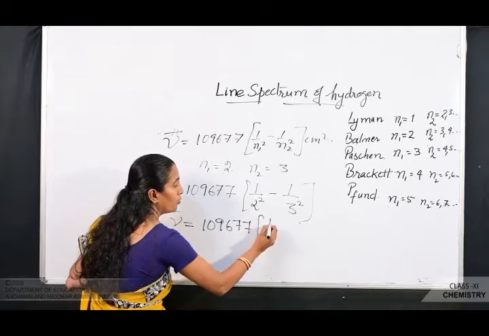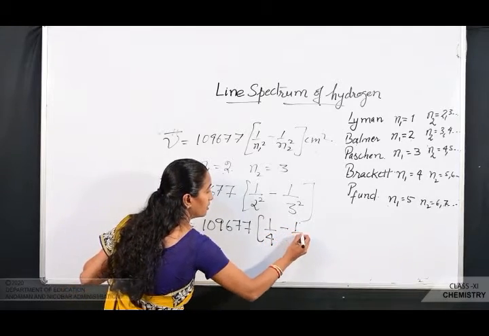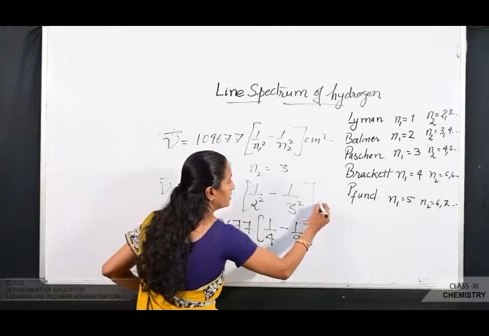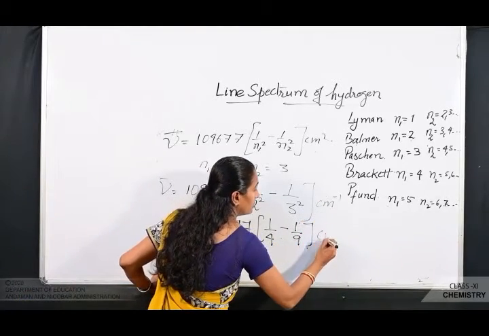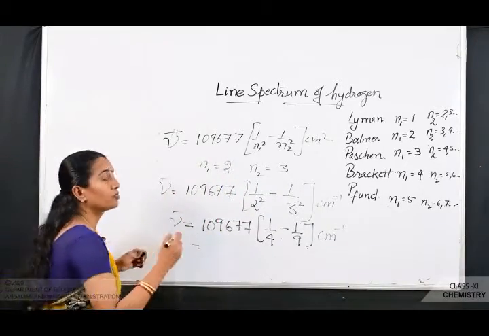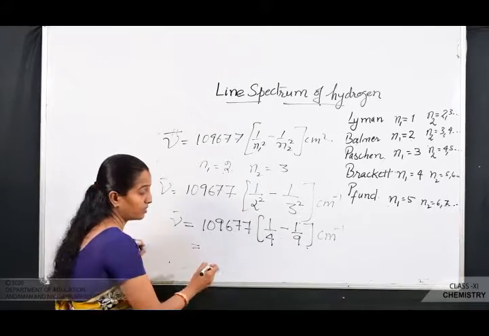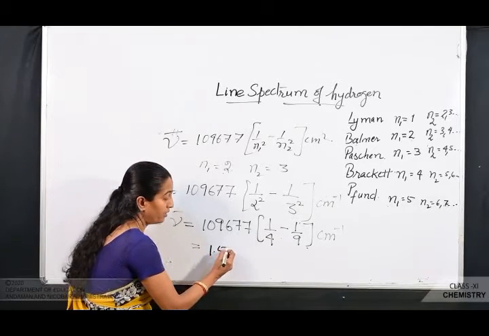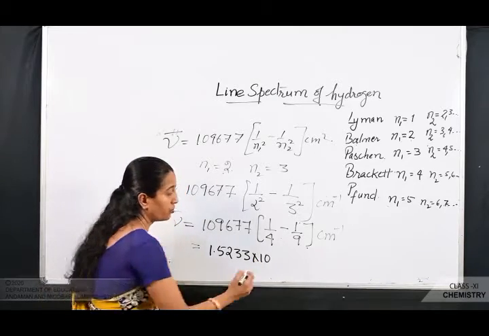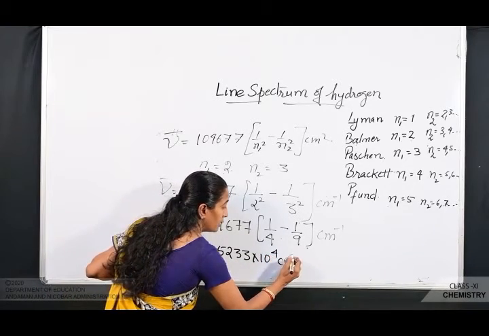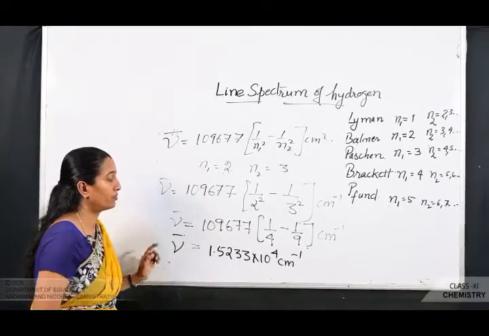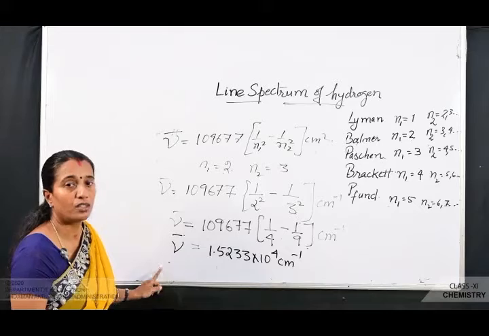When we solve it, we will get 109677 times 1 by 4 minus 1 by 9. When we solve this one, remember the unit is centimeter inverse. Okay. And when we solve it, we will get the answer, that is 1.5233 into 10 to the power 4 centimeter inverse. Okay. This is the way to find out the wave number.